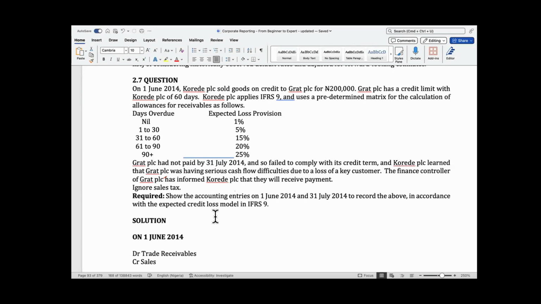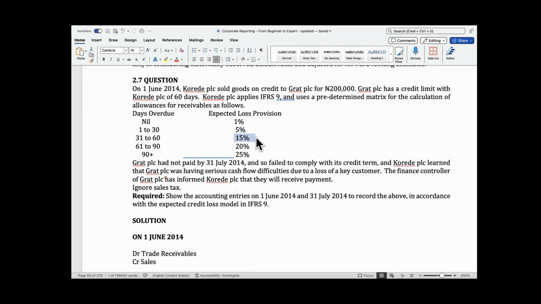Like this company, he already has an existing policy in place for trade receivables. And from the question, the guy says that any receivables that is overdue or that is not overdue, we will still make 1% loss provision. So that means they will still write off 1%. Anyone that is 1 to 30 days overdue, we will write off 5%. Anyone that is 31 to 60 days overdue, you will write off 15%. And like that, and like that.